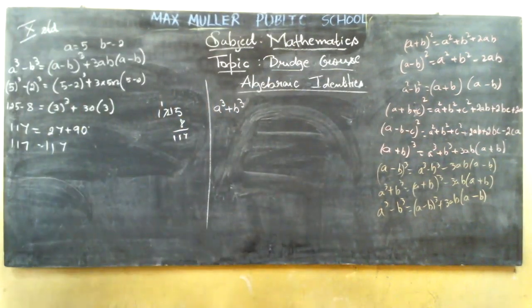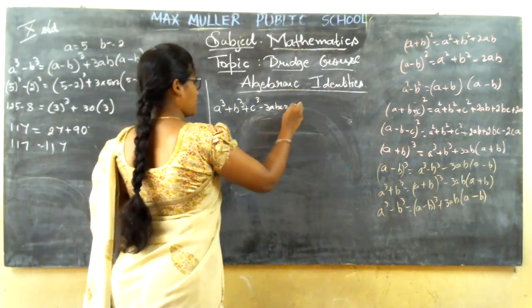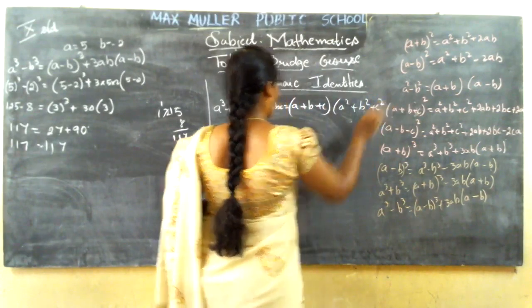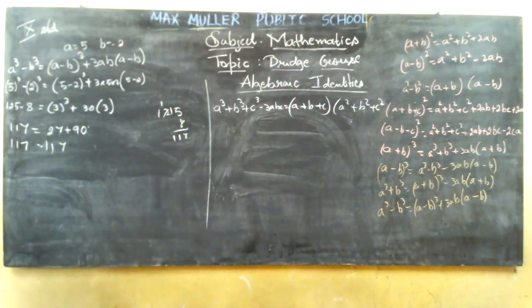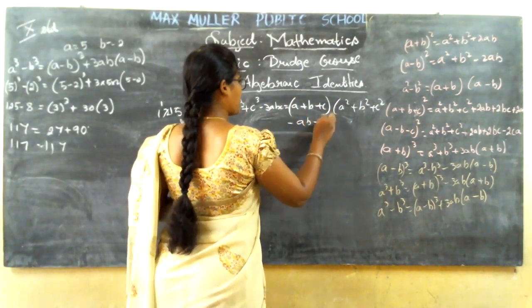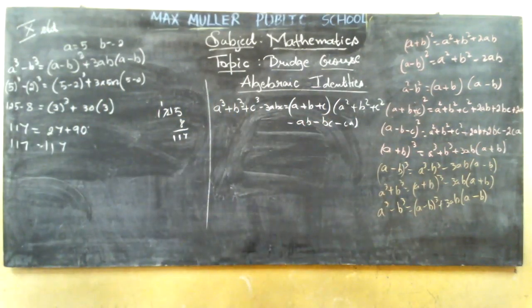You are going to use it for c. That is a cube plus b cube plus c cube minus 3abc is equal to a plus b plus c into a square plus b square plus c square minus ab minus bc minus ca. So what is the formula for a cube plus b cube plus c cube minus 3abc? It is a plus b plus c into a square plus b square plus c square minus ab minus bc and minus ca.